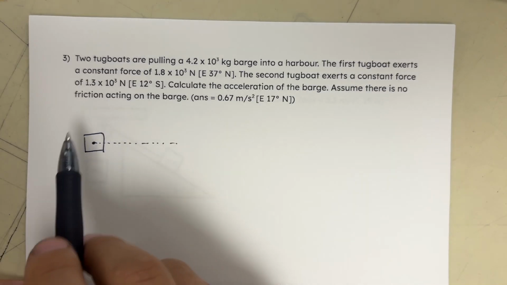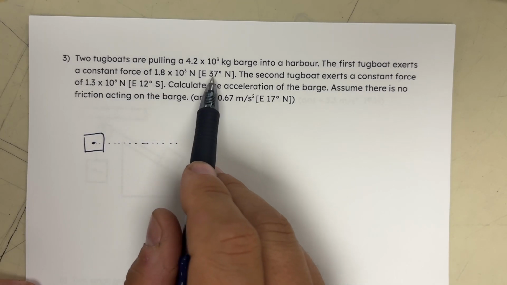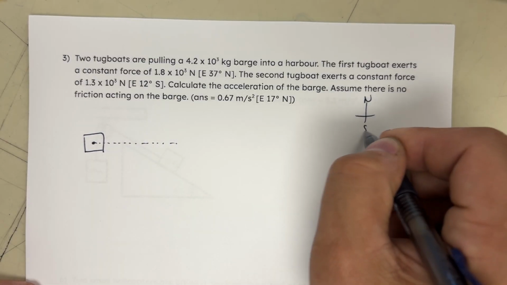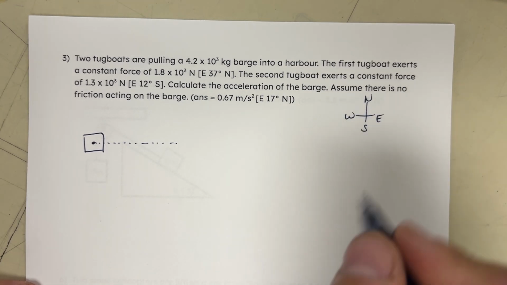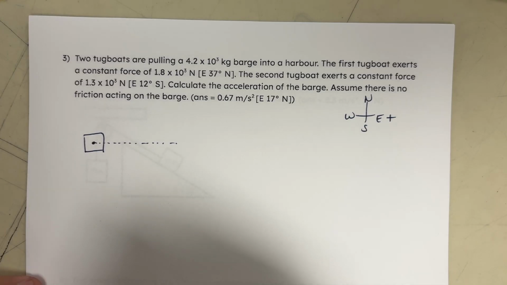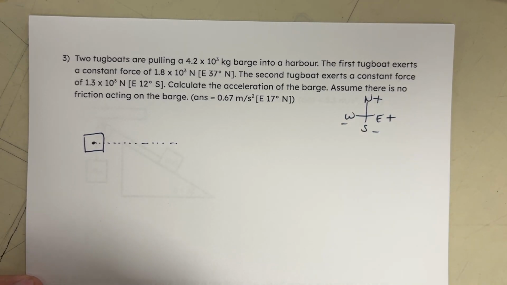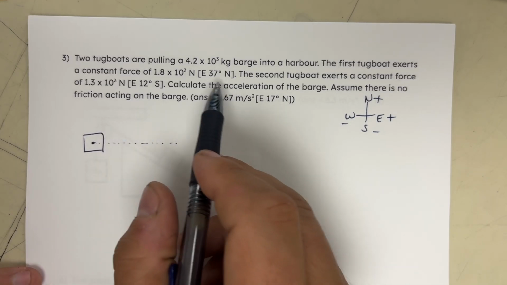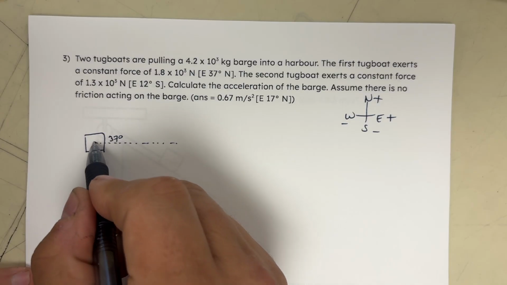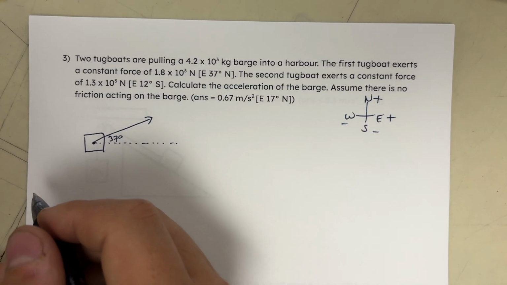The first tugboat exerts a constant force of 1.8 times 10 to the 3 newtons, and that one's east 37 north. So I've already drawn my east line. Since it seems to be going east here, I'll make east positive. And I may as well make north positive, just so I have everything. And it's going to go 37 degrees to the north. So it might look something like this. And this is going to be tug number 1.